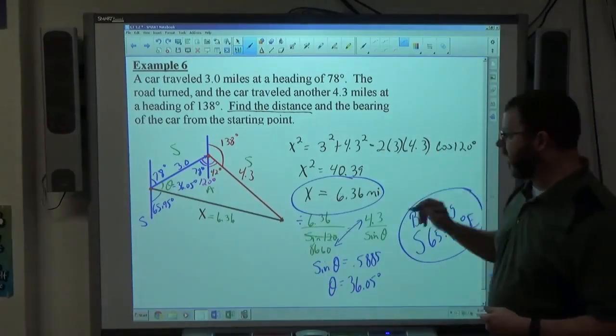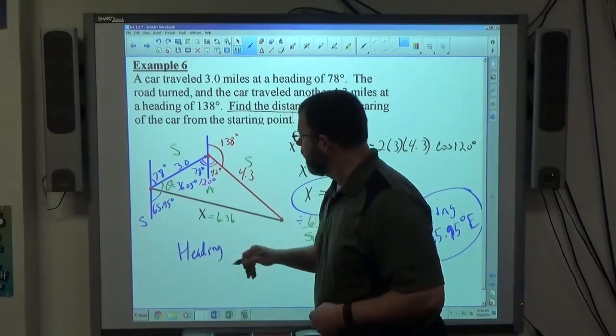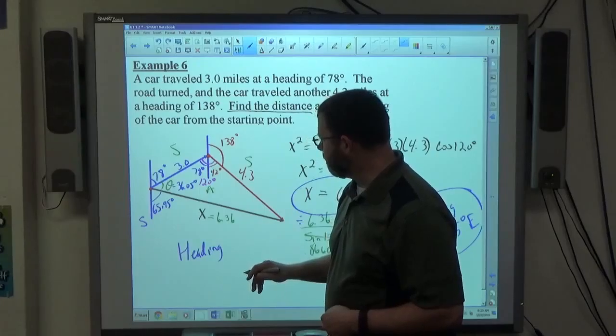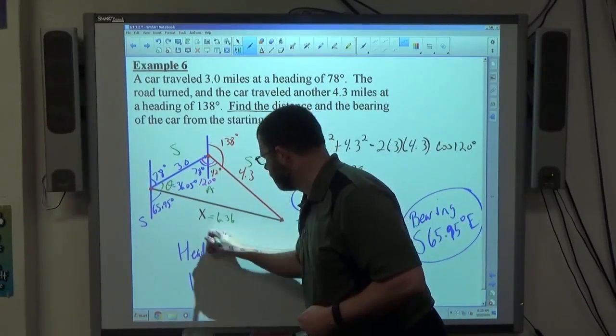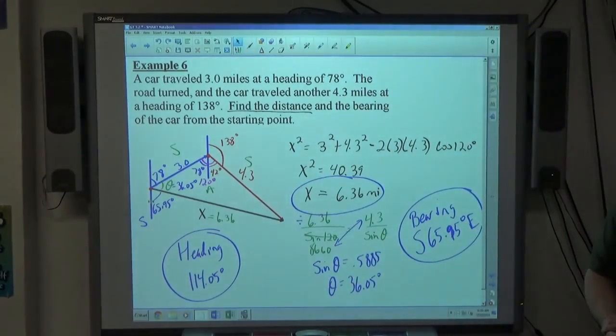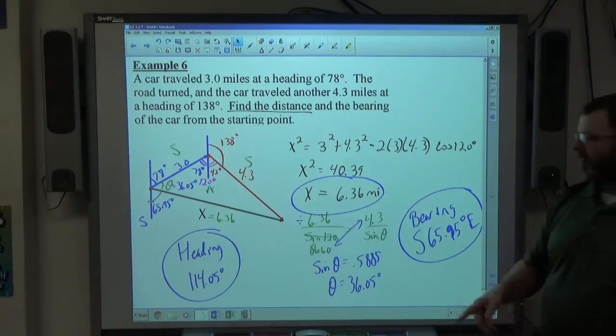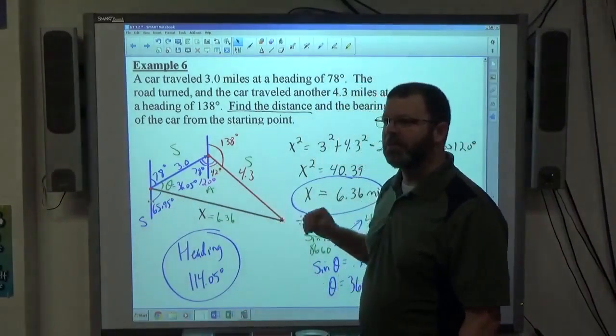And again, had it asked for heading, it would have been 114.05 degrees. We didn't ask for that, but maybe they will another time. What heading should a person travel on in order to catch up with that person? Bearing makes more sense there because this is a road, that's a road, this isn't a road. You have to be in some off-road vehicle to get to them.